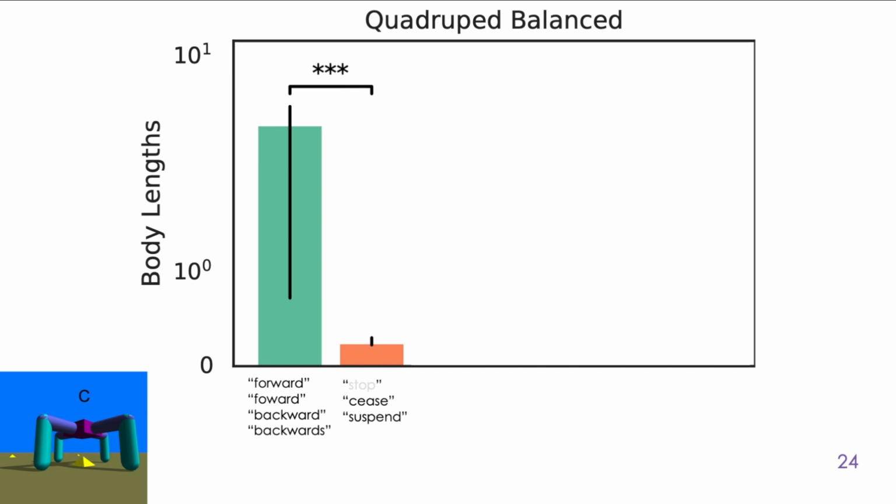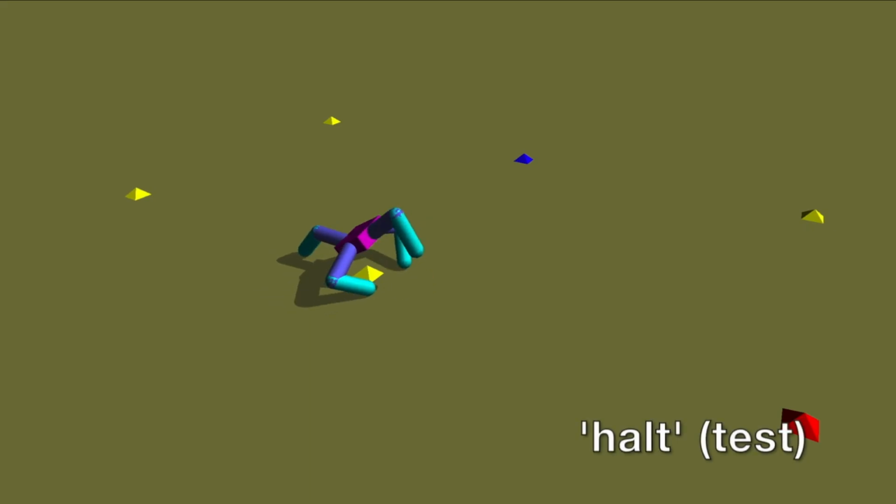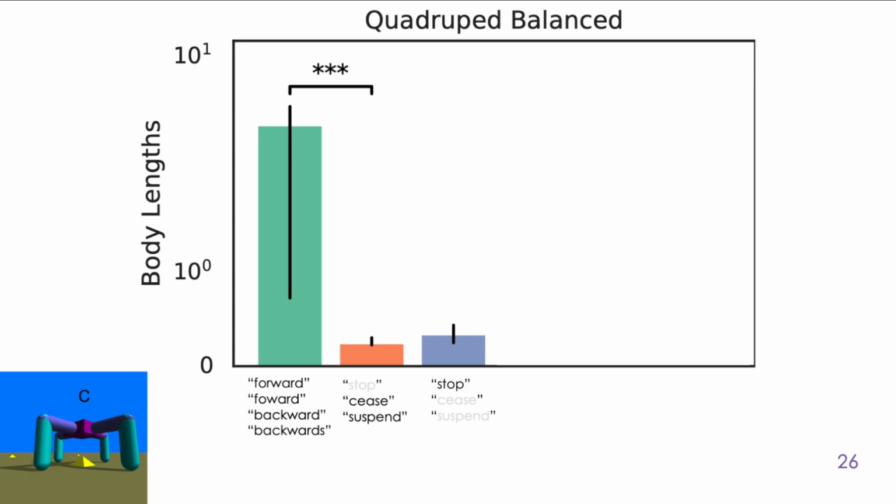So next we give them a new word they've never heard of that also means stay still. In this case, the robot was told to halt, yet it's never been trained on how to halt. And what we see is the robot executes the same lack of motion behavior, and that there is no statistical difference between the blue bar, which is how much the robot moved during testing, and how much it moved during training for lack of motion objective.